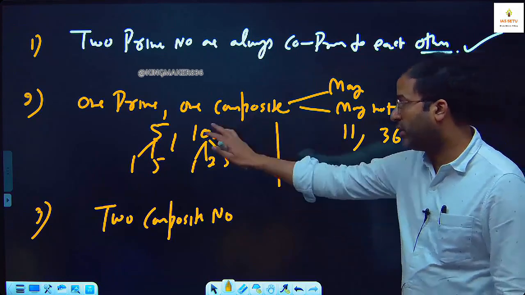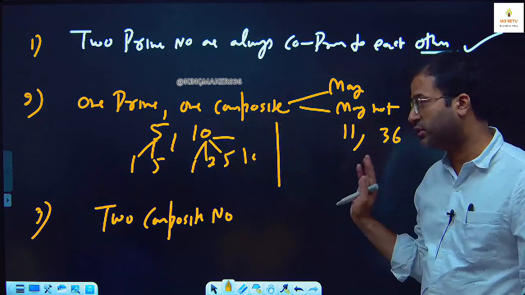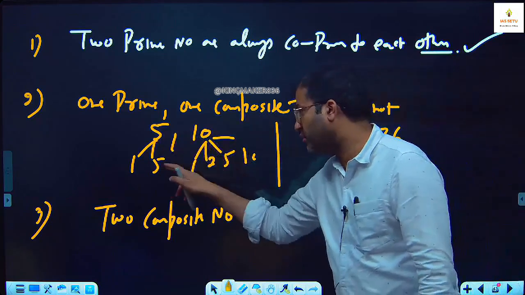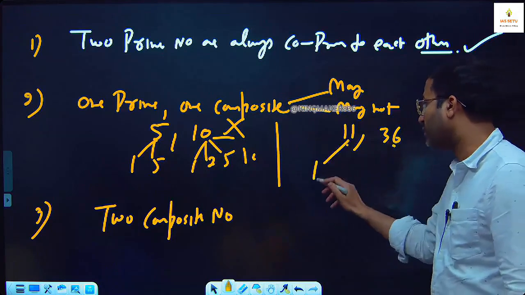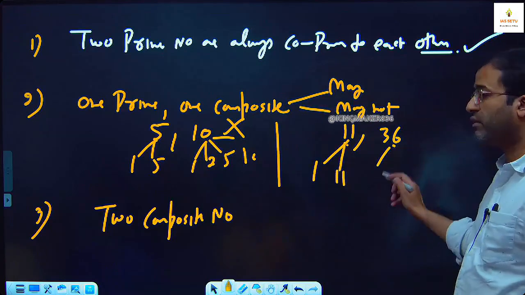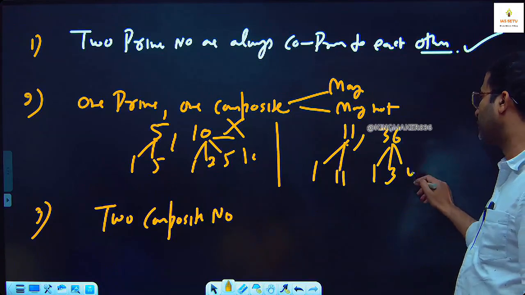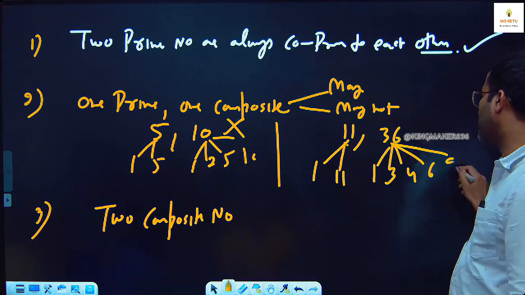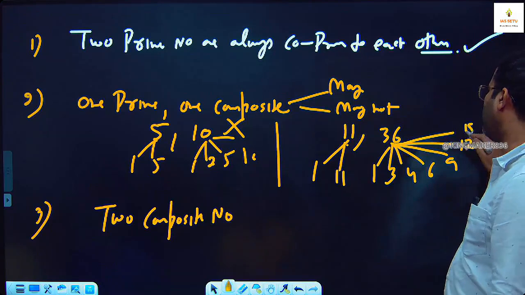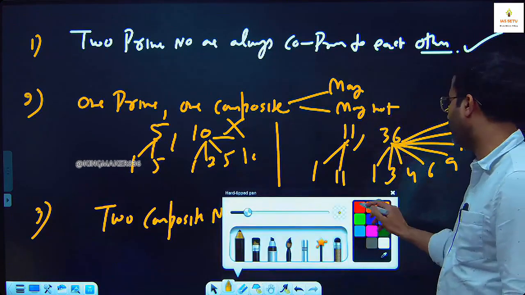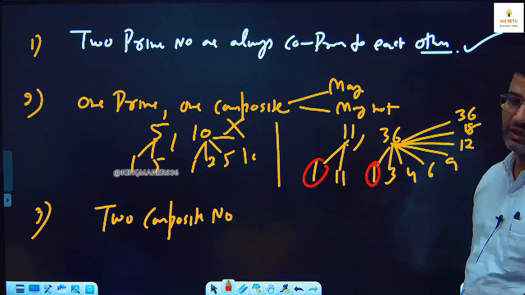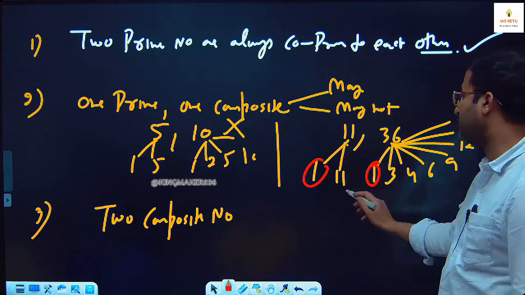आपने क्या बोला था? इन्होंने बोला वन प्राइम एंड वन कंपोजिट। ये प्राइम है, ये कंपोजिट है, तो ये आपस में को-प्राइम नहीं है। ये प्राइम और ये कंपोजिट है। What are the factors of 11? 1 and 11. What are the factors of 36? 1, 3, 4, 6, 9, 12, 18, 36. कॉमन फैक्टर? हाँ, 2 also, only 1. Since they have only 1 as a common factor, so 11 and 36 are co-prime to each other.